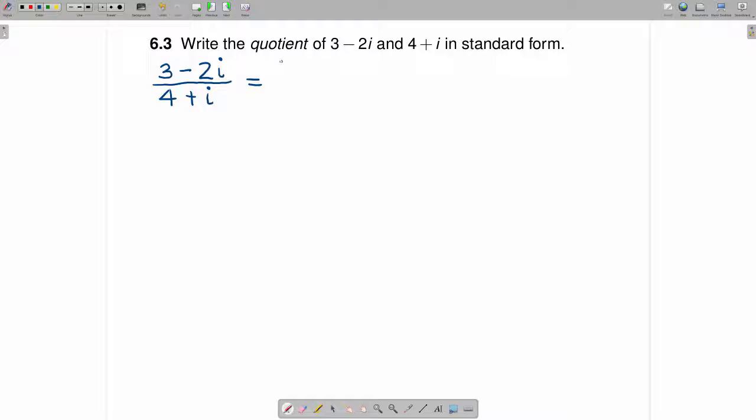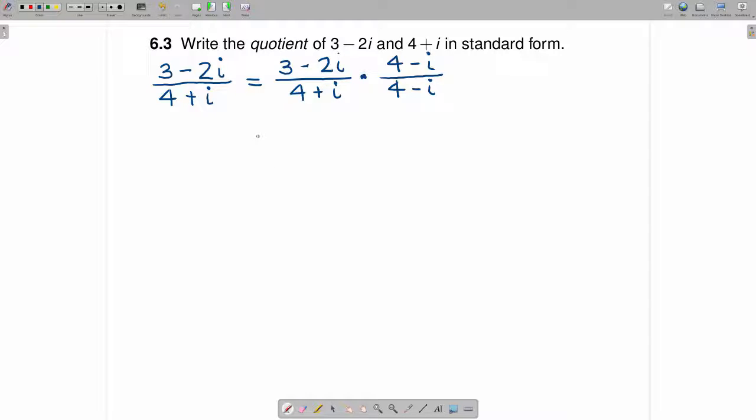The usual way to proceed here is we take this quotient, 3 minus 2i divided by 4 plus i, and we multiply the numerator and the denominator by the complex conjugate of the denominator. So in this case, we're going to multiply that fraction by the complex conjugate of 4 plus i, which is 4 minus i, and of course if we're multiplying this by 1 to not change its value, it's got to be 4 minus i divided by 4 minus i.